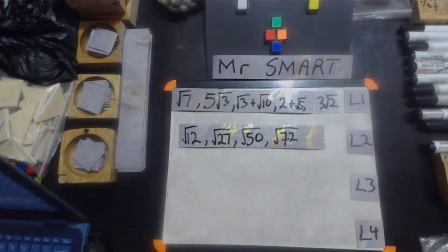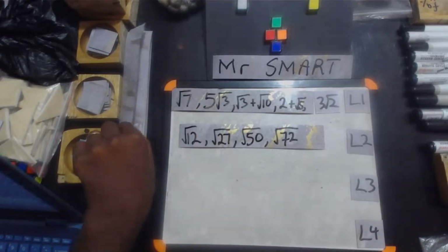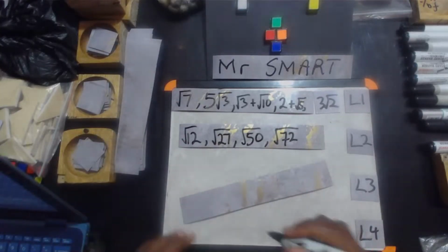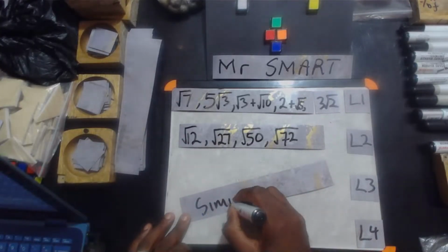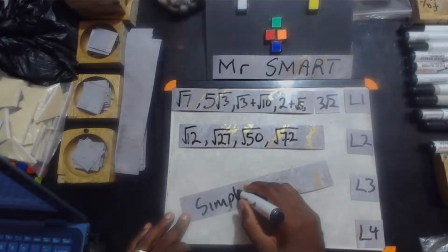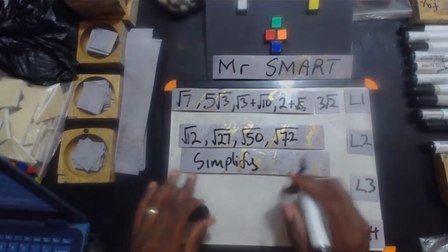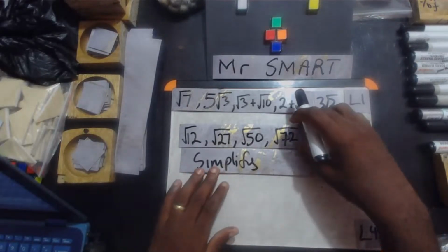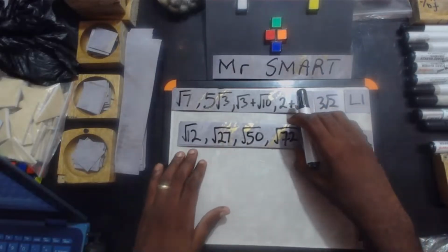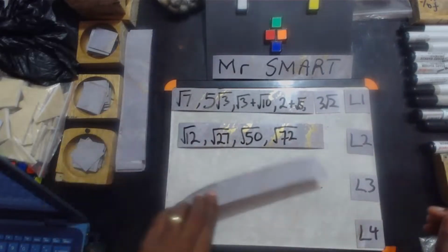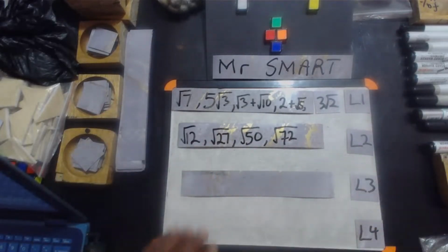This is level 2, level of difficulty. And the instruction is for you to simplify. So that's level 2. And let's go with level 3, level of difficulty.